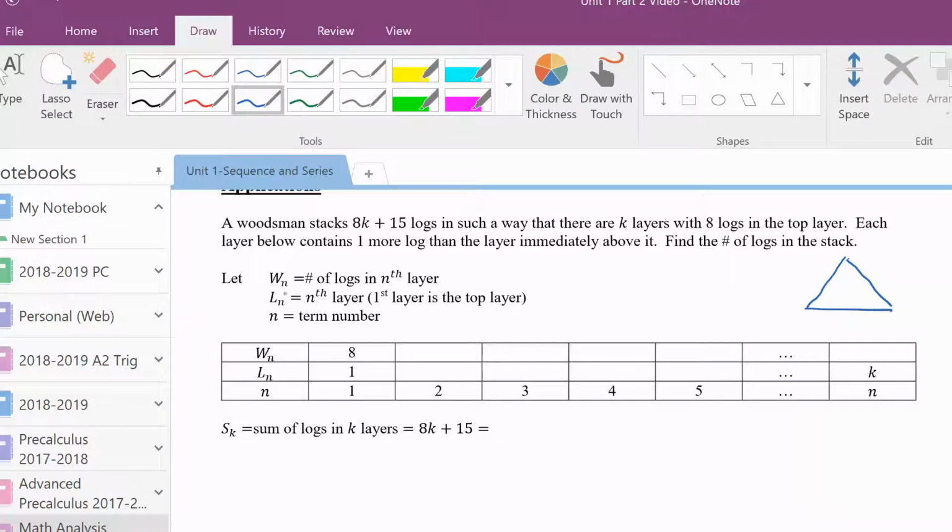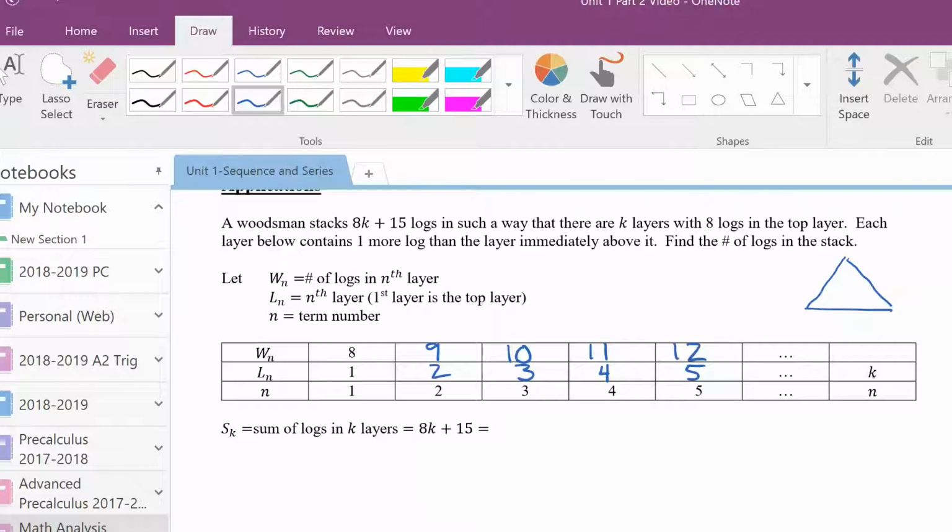Well, when you do these word problems, you want to define your variables. You have W equaling the number of logs in the layers, L equaling the number of layers, and N equaling the number of term for the sequence. So the first term is the first layer, which has 8 logs. The second term, which is the second layer, will have 1 more log, which will be 9. The third term, which is the third layer, will have 10 logs. Fourth term, which is the fourth layer, will have 11. And then the fifth layer has 12.